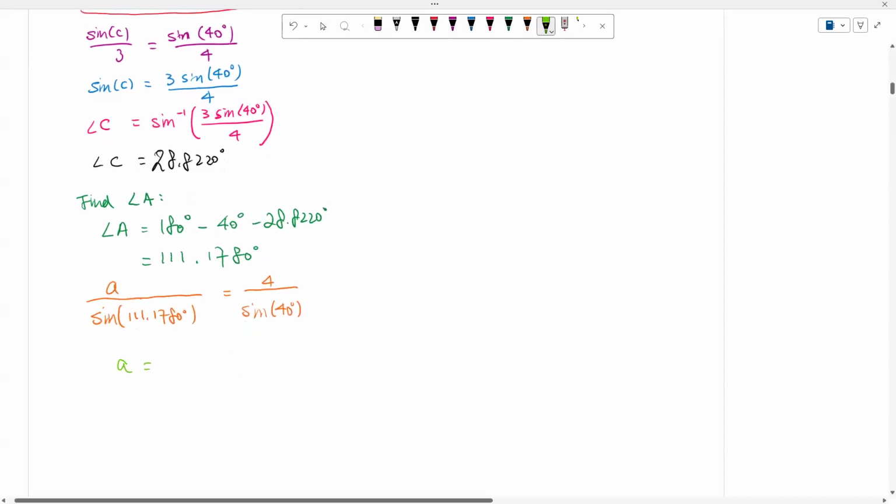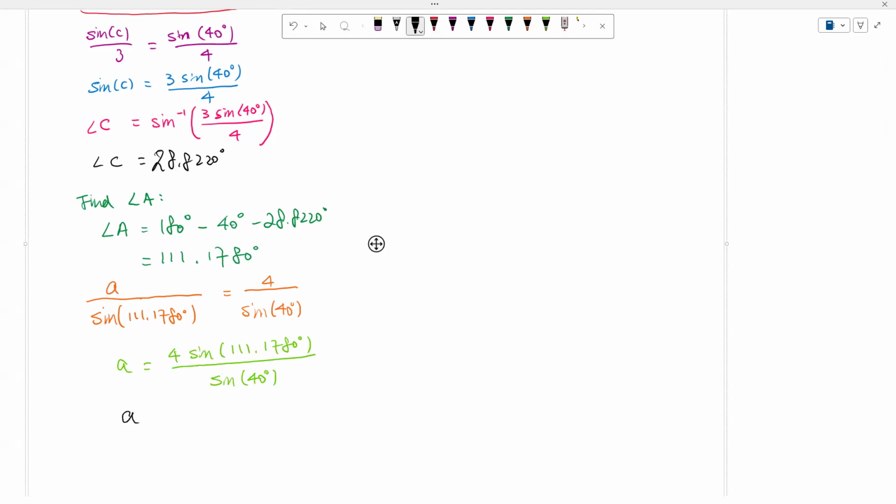And now A equals 4 times sine of 111.1780 divided by sine of 40 degrees. And your calculator will tell you that A is equal to 5.802617. So I round the angle to 4 decimal places, and I round the length to 6 decimal places, to make it more accurate.